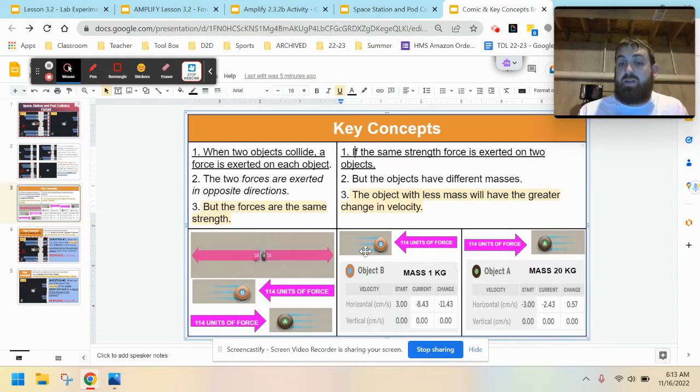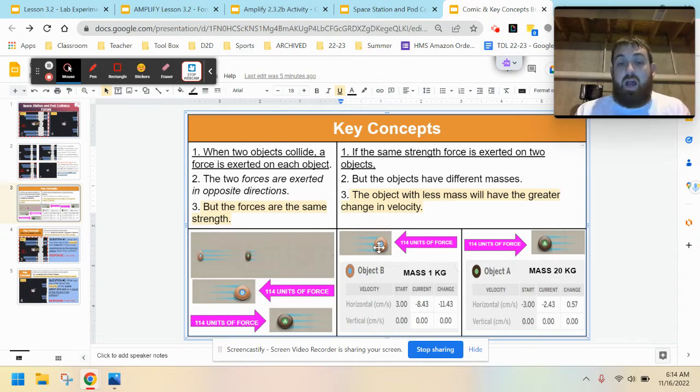So in our sim example here, we have object B experiencing a force of 114 units and object A experiencing a force of 114 units. Both these objects have the same strength force applied in the opposite direction, but they're different masses. Our object B has a mass of 1 kilogram. Our object A has a mass of 20 kilograms. So when we look at this, we can use our key concept to help us explain what would happen to these objects. So we know in a collision, these forces of the same strength would be applied to them. And we know that because their masses are smaller and bigger, we would have different changes in velocity.